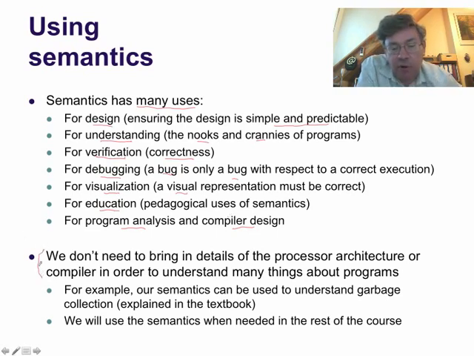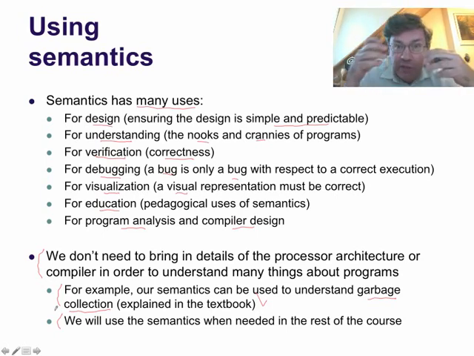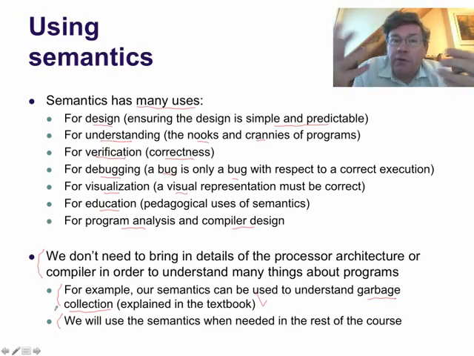And a final point, in order to understand program execution, we do not need to bring in details of the processor architecture or compiler in order to understand many things about programs. One thing that we did not treat in this lesson, but that you can see in the textbook, is garbage collection, the automatic memory management. This can be understood completely using our abstract machine operational semantics. This is explained in the textbook. And finally, for the rest of the course, we will pick and choose and use bits of semantics when we need them to help us go forward and understand new things.